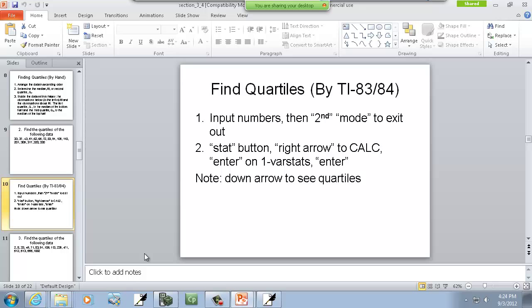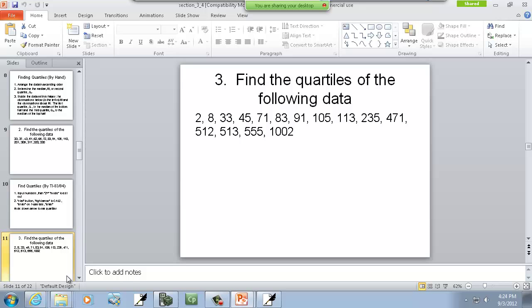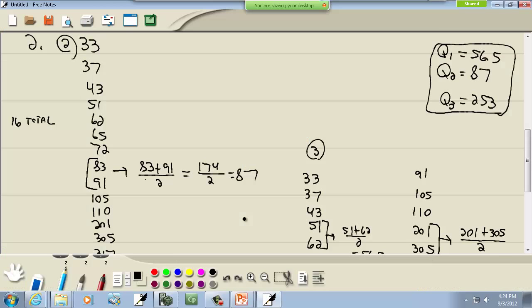Let's look at doing it on the calculator. We're going to like this much better. Let's first enter our numbers in. That's our first step: input numbers, and second mode, exit out. So let's look at this example.